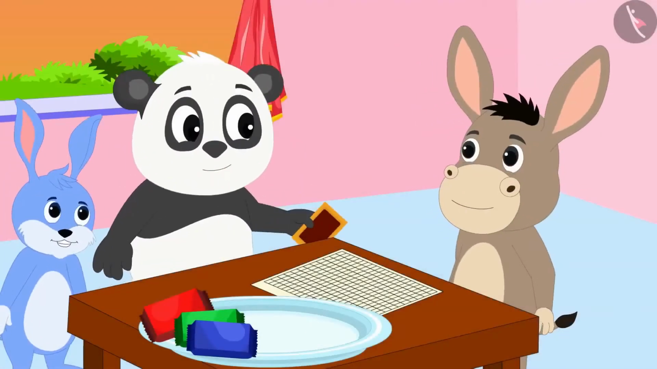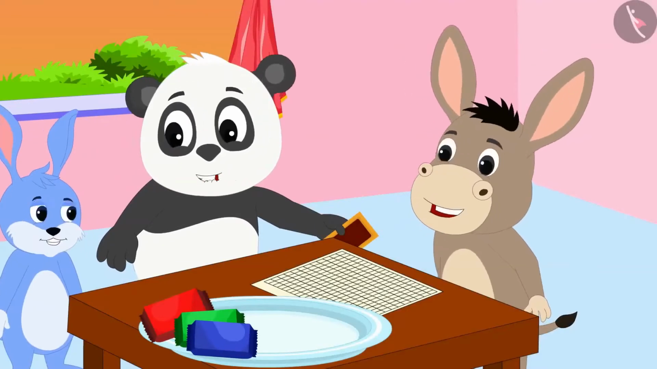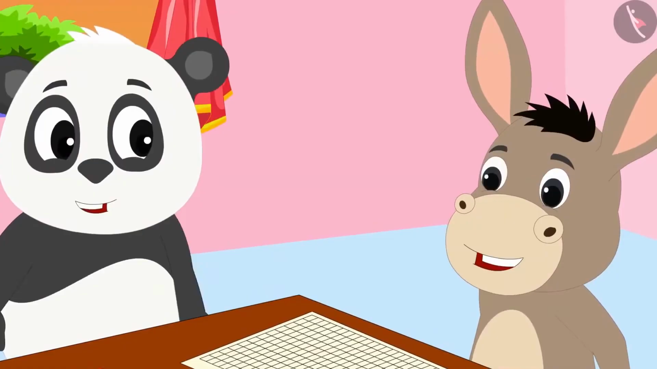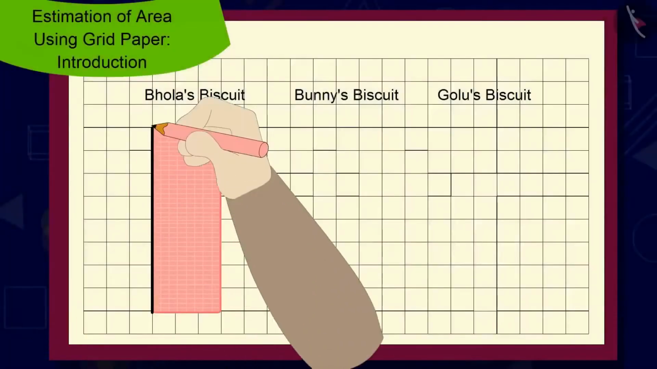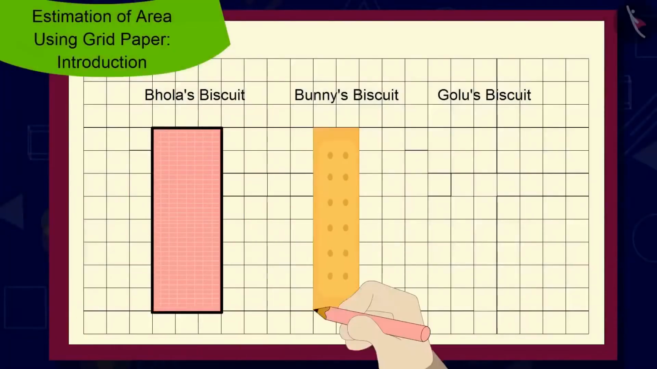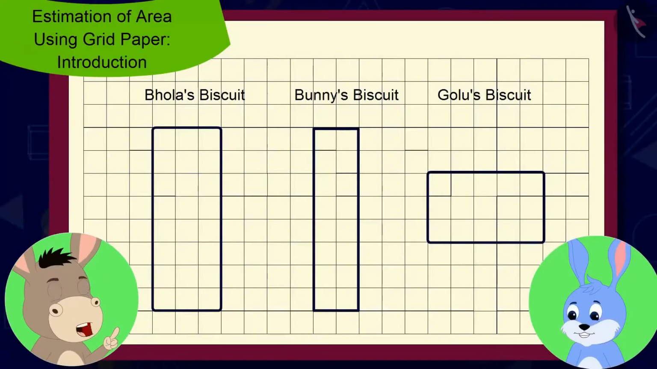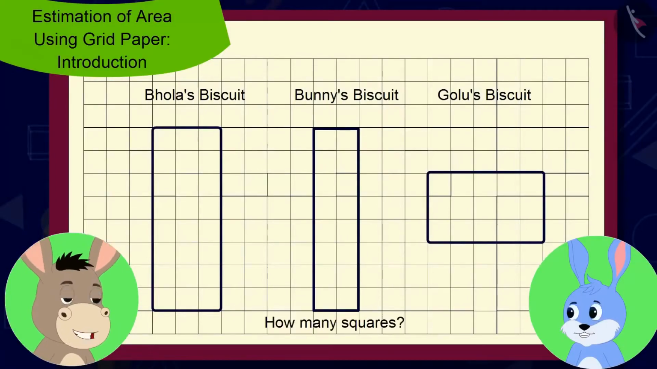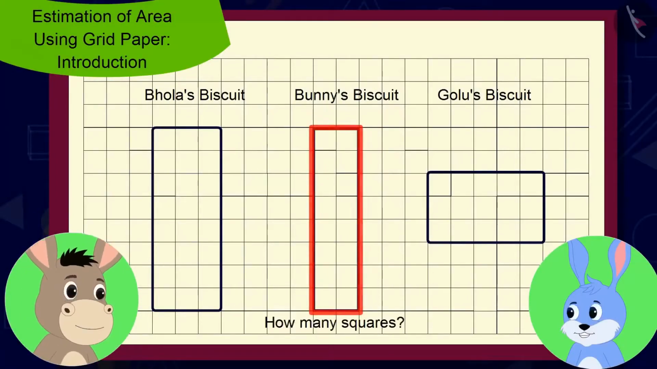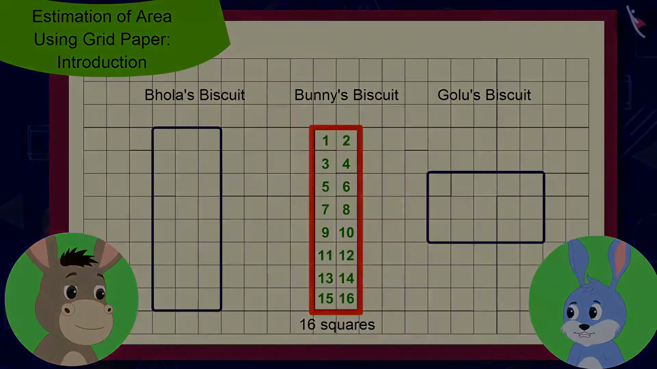But Bhola, how can we use this to find out the biggest biscuits? Golu asked Bhola. Bhola made the outlines of those 3 biscuits with a pencil on the grid paper. Bunny, can you tell me how many squares are there in the shape of your biscuit? Bhola asked Bunny. Bunny quickly counted the number of squares and said, 16 squares.